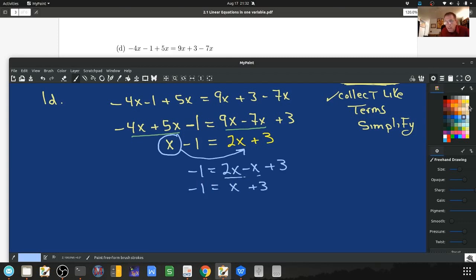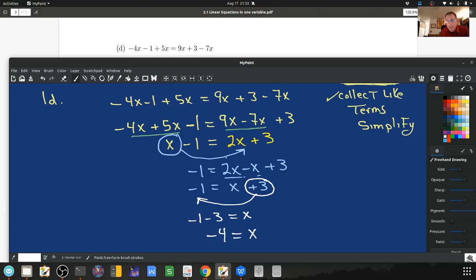And finally, I'm going to move my constant term here to this side. When I do, it changes sign. So I have minus 1 minus 3 is equal to x. How nice that I already have 1x. And minus 1 minus 3 is minus 4. And that's equal to x.